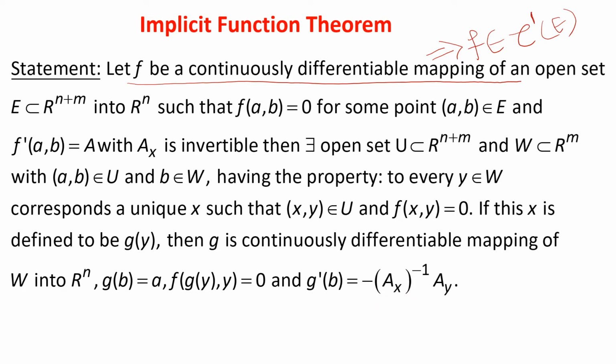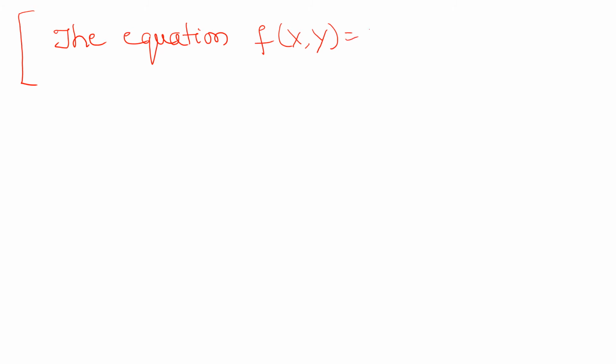So we have to prove this statement in two parts. We shall first start with the first part. We have seen that in the statement they have given the equation F(x,y) equal to 0. So we shall just try to understand this first before we actually start the proof. So let me just write it here. What is given in the statement? The equation F(x,y) equal to 0.